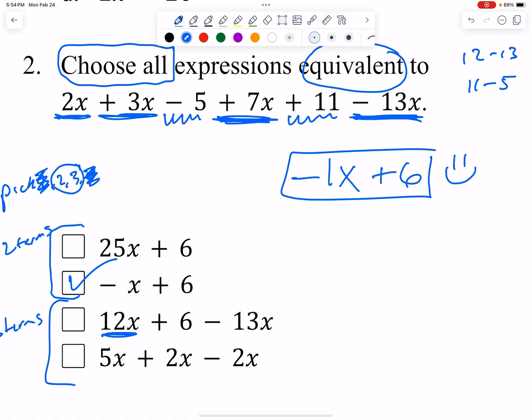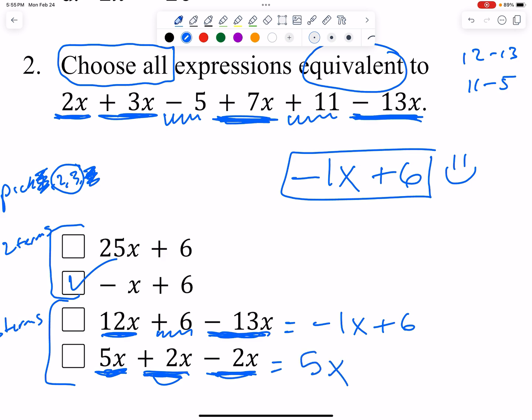All we're going to do is simplify this as well. So x's with x's, units with units. 12 minus 13 is negative 1x plus 6. 5x plus 2x minus 2x, those are all the same terms. So 5 plus 2 is 7, 7 minus 2 is 5x. Which one ended with this answer? Only that one and that one. So how many did I end up picking? 2.